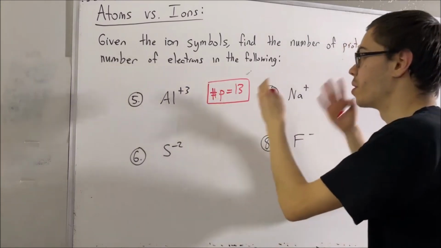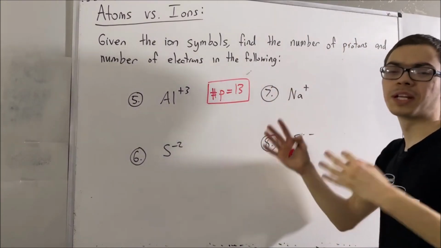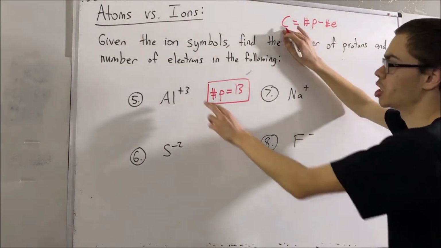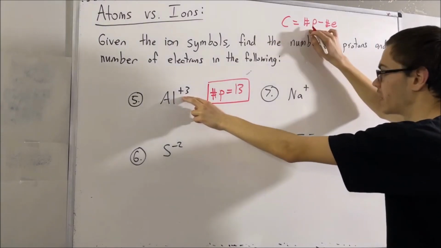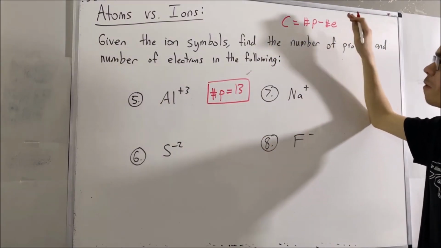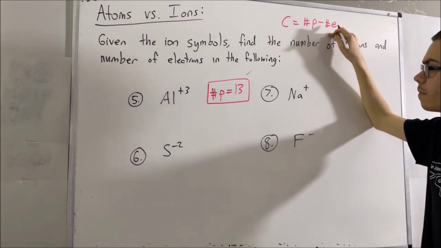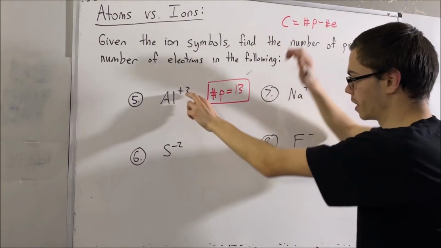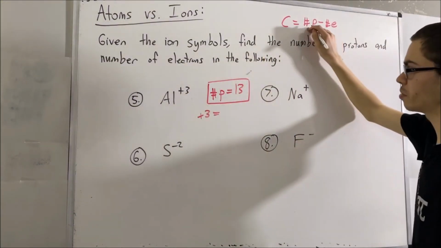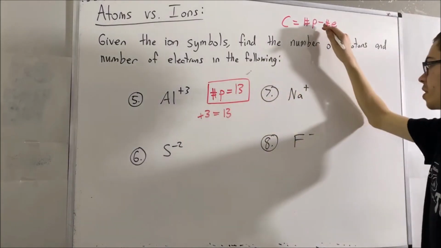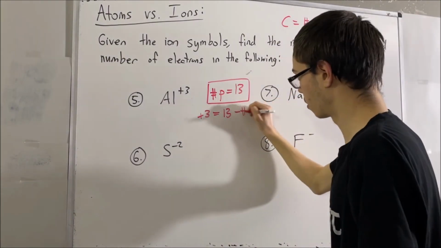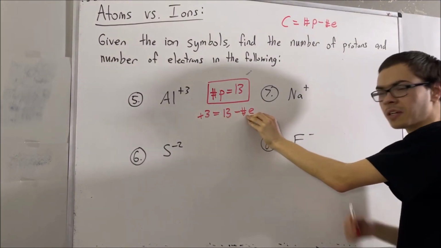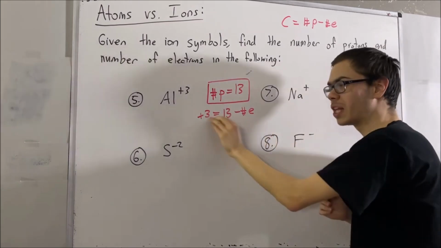If you recall, the charge is equal to the number of protons minus the number of electrons. And we know that the charge is +3 and the number of protons is 13. So we can solve for the number of electrons. So let me take this formula, and I'm going to substitute the charge for +3. I'll substitute the number of protons for 13, and this is just subtracted by the number of electrons. So really we have 3 equals 13 minus the number of electrons. So now you can solve for the number of electrons.